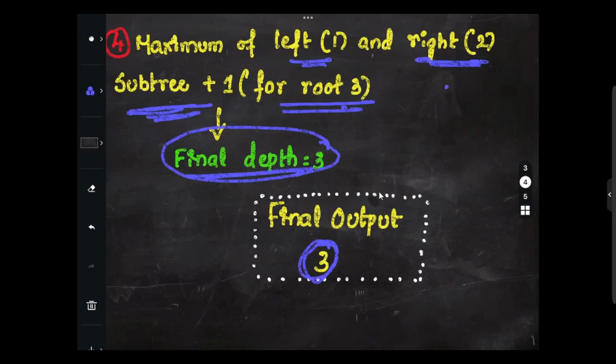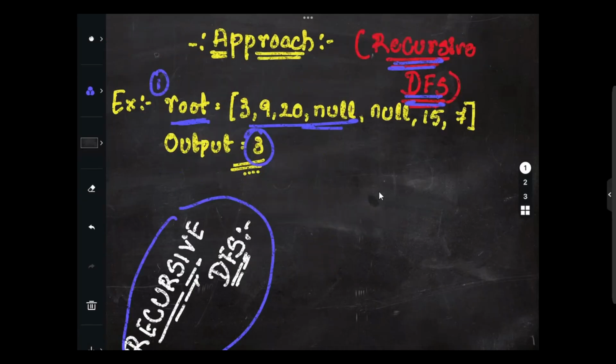So the final output that we got here is 3, which is equivalent to the output they have given for example 1 in the question, right? So the approach works absolutely correct in this case. Now we are completely familiar with the approach, so let's discuss the edge cases one by one quickly, right?